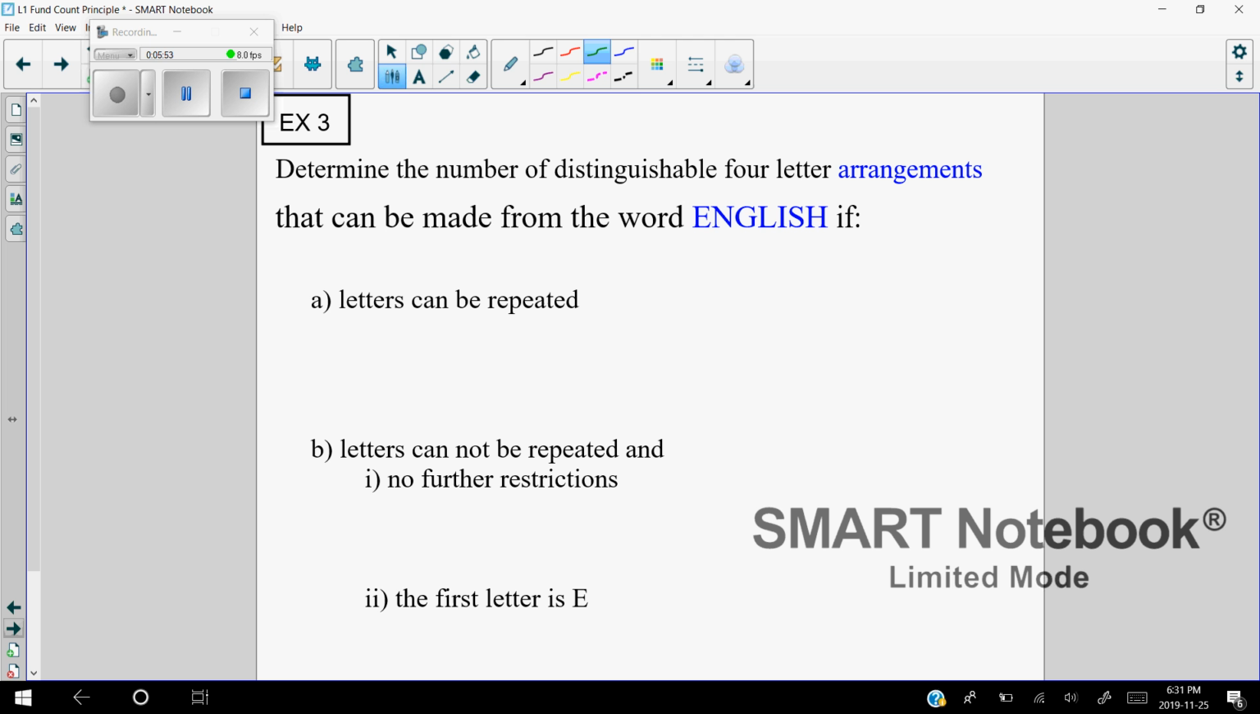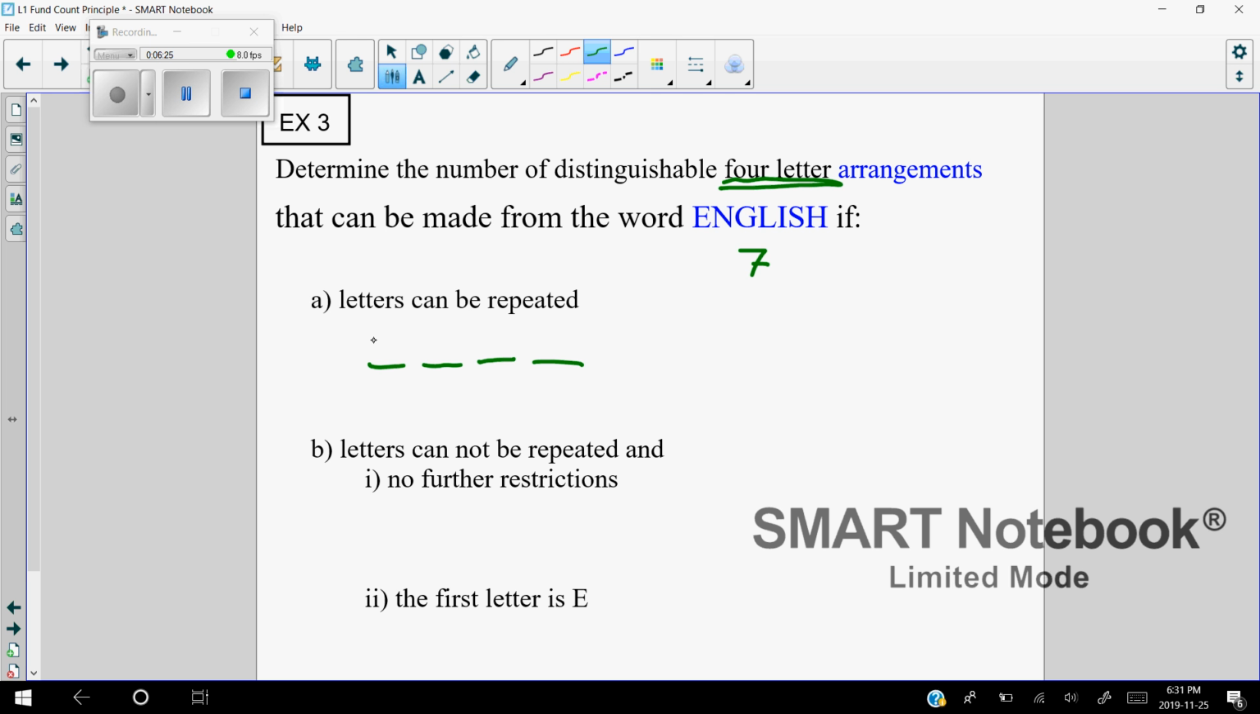Example 3. Determine the number of distinguishable 4-letter arrangements that can be made from the word English if no letters can be repeated. Oh, sorry, letters can be repeated. So if letters can be repeated, first off, it says 4-letter arrangements, so I know it's going to be 1, 2, 3, 4. Then I count out how many letters are in the word English. So 1, 2, 3, 4, 5, 6, 7.